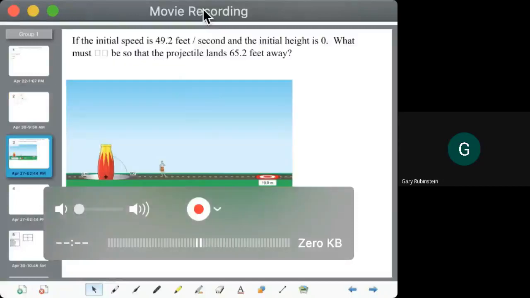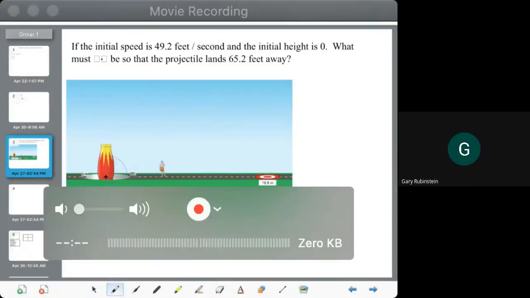Let's take a look. Here is the third scenario that I didn't show you the other day. In this scenario, we know what the initial speed is going to be. For some reason, the theta did not copy over properly. What must theta be? So we know what the initial speed is, 49.2 feet per second. And we know the initial height is 0. This question is really hard if the initial height's not 0. So when I do it, the initial height is always going to be 0. And we want it to land 65.2 feet away. And we want to know what the angle should be.